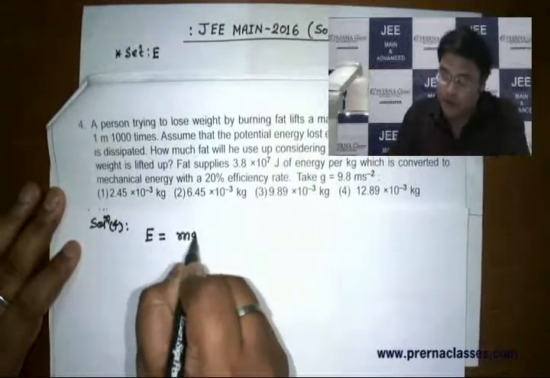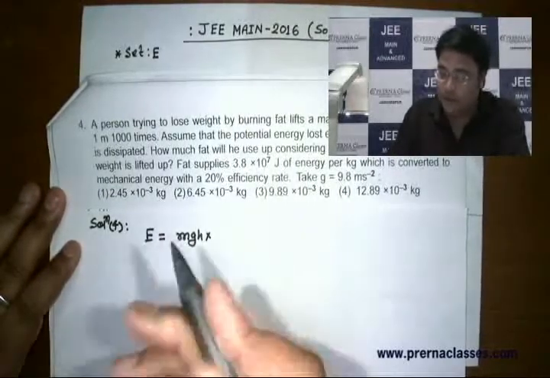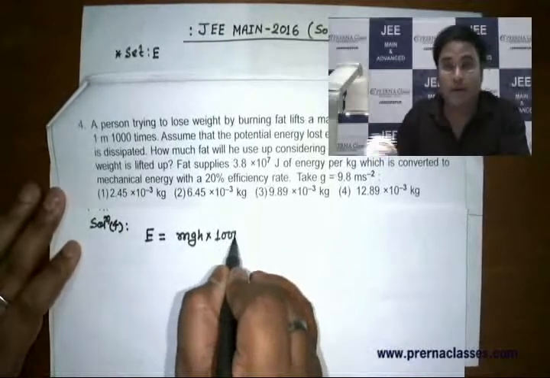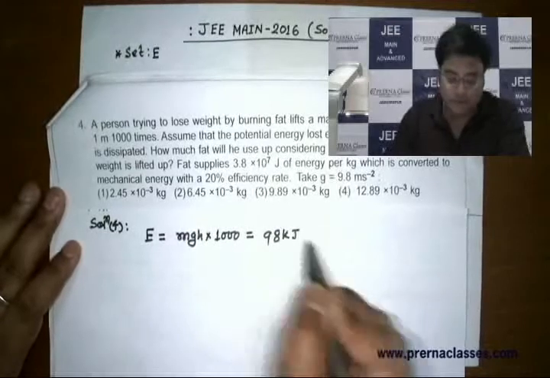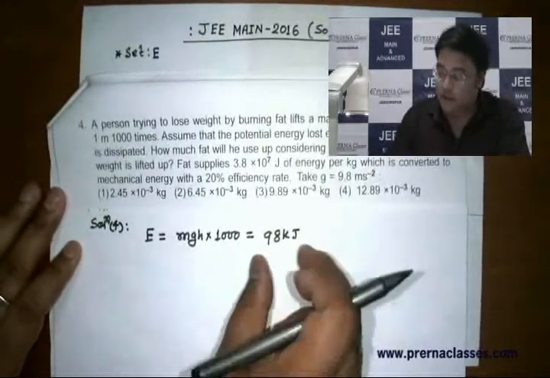Okay. Next is the fourth one. Again, it is based on work, power, and energy. Here a person is trying to lose weight by lifting a certain mass, here 10 kg, to a height of 1 meter, 1000 times. So the energy required is equal to mgh, repeated 1000 times. So it is equal to 98 kilojoules.